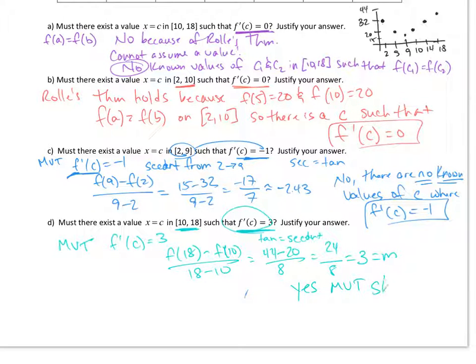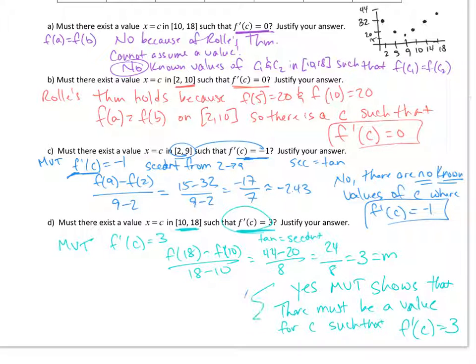MVT shows that there must be a value for c such that f prime of c equals 3. Again, what I'm looking for here is I'm looking for the secant to be equal to the tangent, and it is.